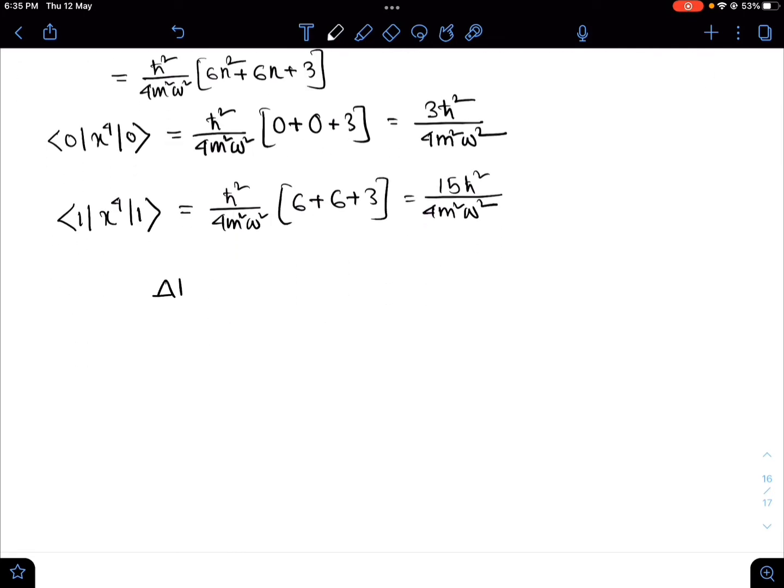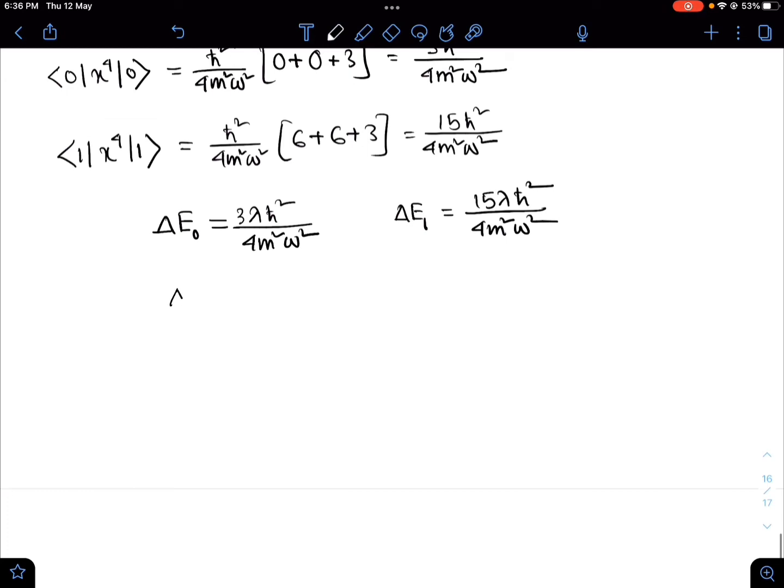So our delta E0, the energy correction of the ground state, is 3 lambda h cut square by 4 m square omega square, and the energy correction of the first excited state is 15 lambda h cut square by 4 m square omega square. So the ratio of delta E1 by delta E0 will be 5.